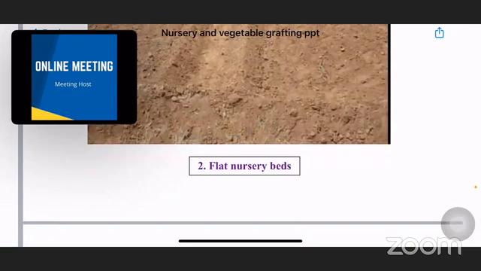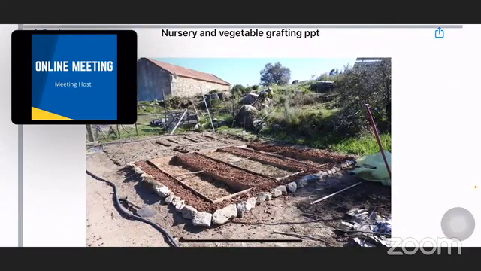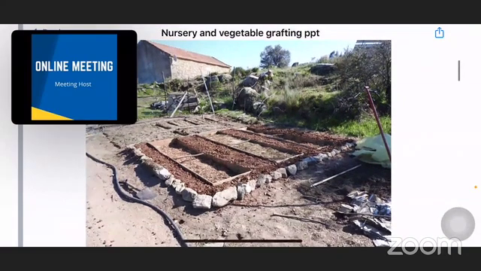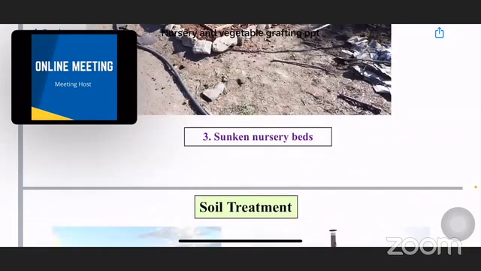Then this one is the sunken bed. This type of bed is prepared during the winter season, where the cool breeze is a problem for the seedlings. These beds are prepared 10 to 15 centimeters downward from the soil surface. The air blows across the surface of the soil, and the seedlings in the sunken bed are not hit by the cool breeze. For that purpose, sunken beds are prepared for vegetable seedling production.